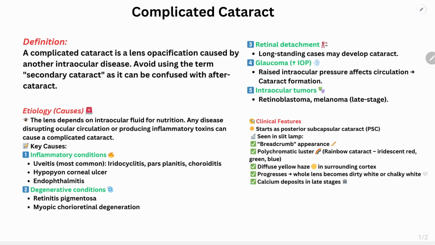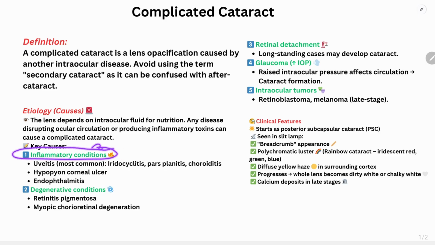Okay, so what are the causes or etiology here? The lens depends on intraocular fluid for nutrition. But if there is any disease that is interrupting this intraocular circulation or producing inflammatory toxins, that leads to the cause of complicated cataracts. Okay, so the key causes may be inflammatory conditions, degenerative conditions, retinal detachments, glaucoma, and the last one is intraocular tumors. Let us discuss one by one.